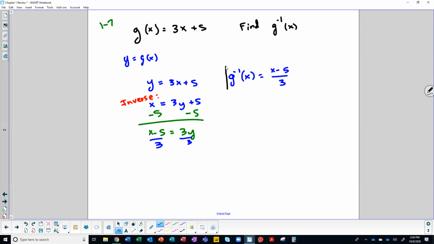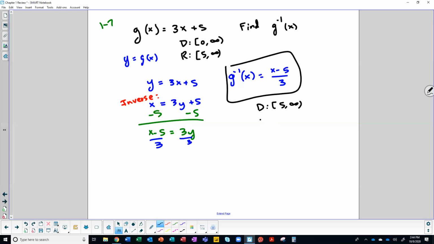As by way of reminder, if I restricted this domain, let's just say I want to restrict it for whatever reason from 0 to infinity. That means this range would be from 5 to infinity. If you're wondering what I just did, I just made up the 0, but when I plug it in, I get my range. 0 times 3 is 0, plus 5 is 5. That's my range. What would happen for the inverse, by way of reminder, is the domain and range would switch. So this domain is now 5 to infinity, and this range would be 0 to infinity. Because if you switch your x and y's, the domain and range also switch.